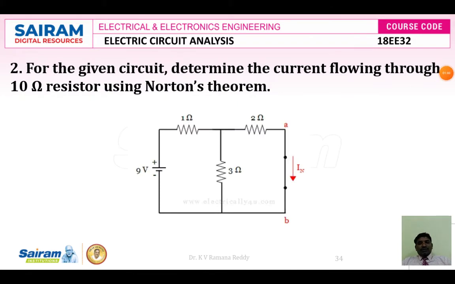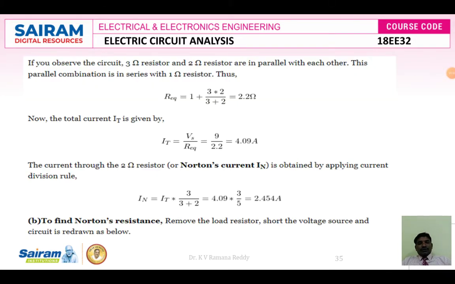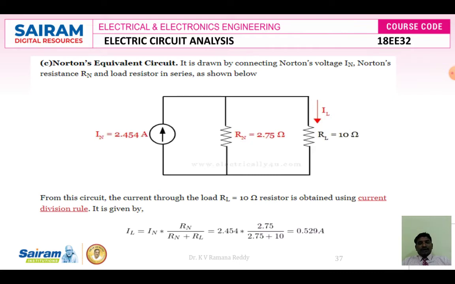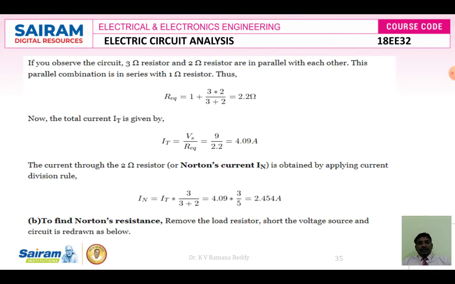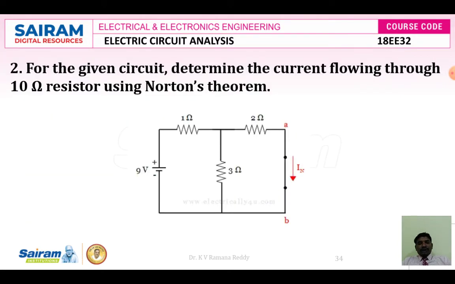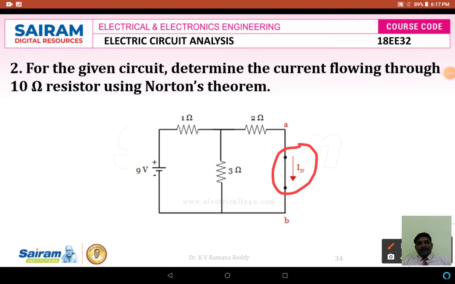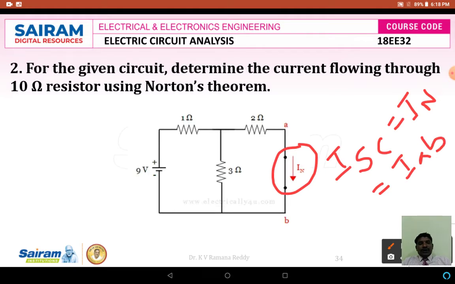Now our aim is to find the current flowing through the 10 ohm resistor. Before that, I want to find the Norton's current value. To find it, here is the equivalent circuit diagram. I am replacing the 10 ohms resistor by short circuiting the terminals. The short circuit current flowing in the terminals AB is equal to Norton's current. So I want to find ISC, or IN, or IAB.